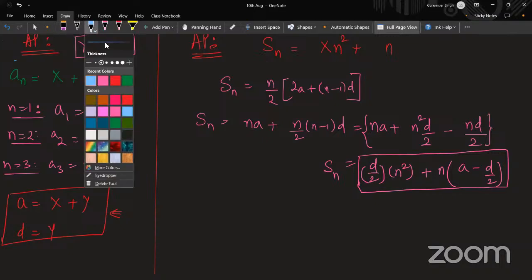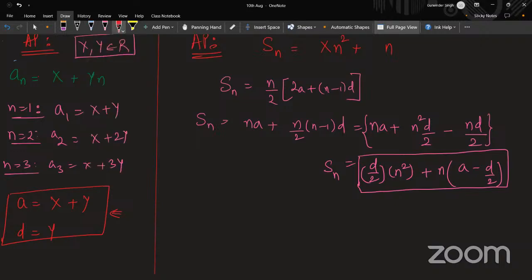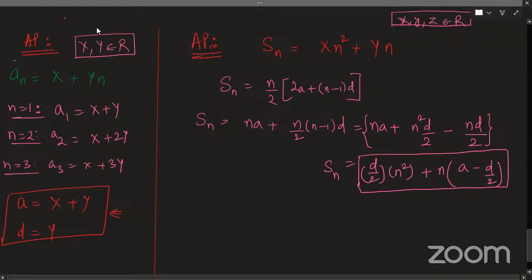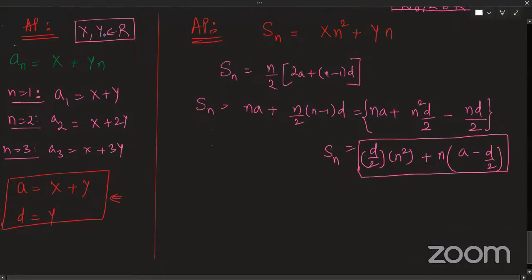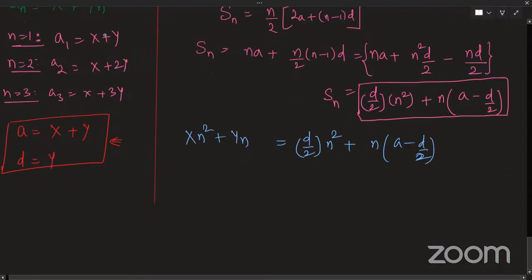Can both of them be equal when both of their coefficients are equal? So can you equate both of their coefficients for me? Basically, xn square plus yn should be equal to (d/2)n square plus (a minus d/2)n. Can you tell me x? So x is equal to d/2. In other words, I can say that d is equal to 2x, right?